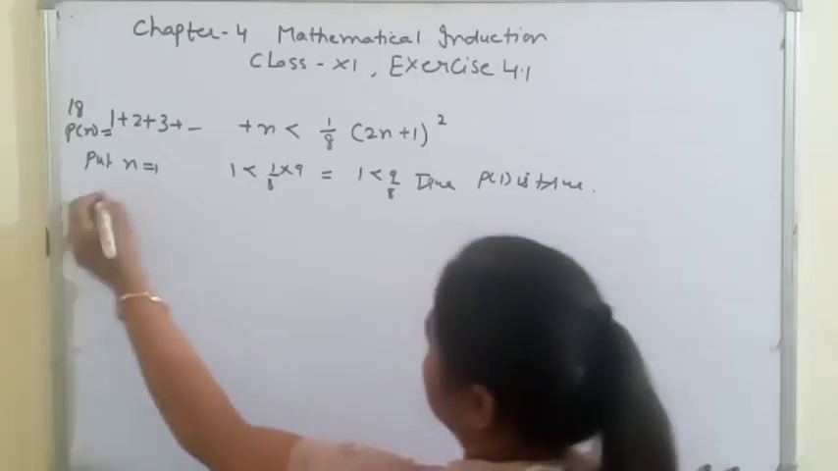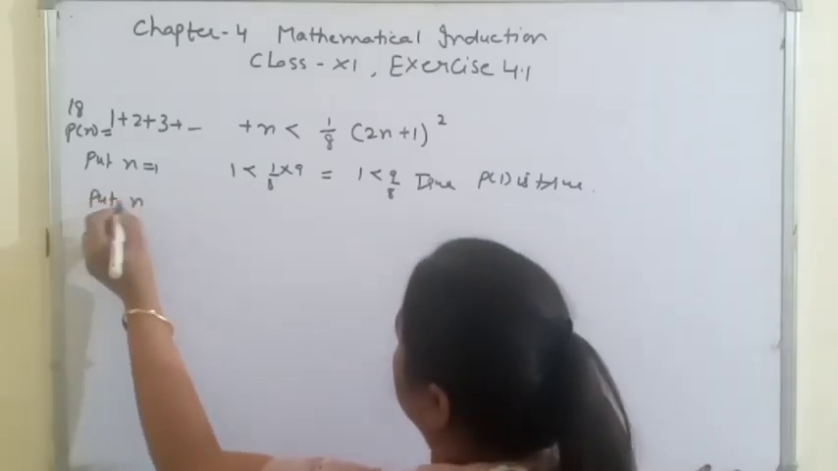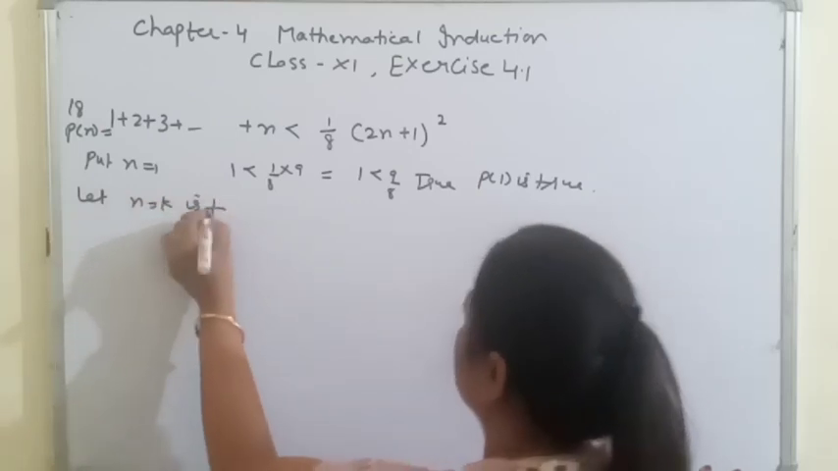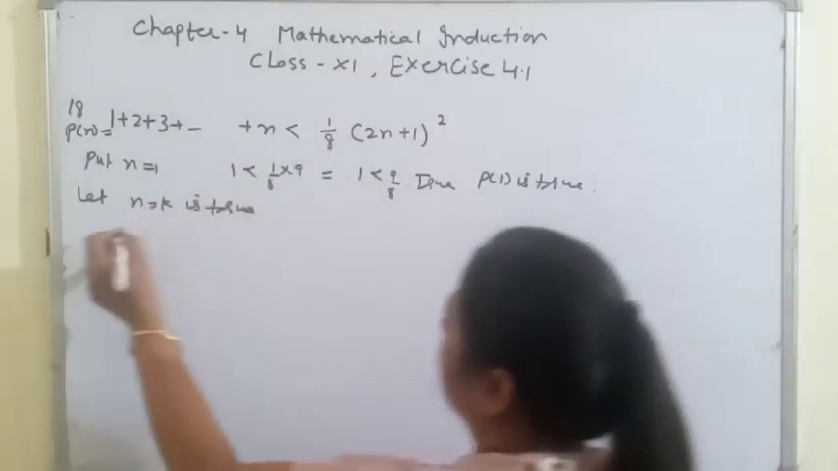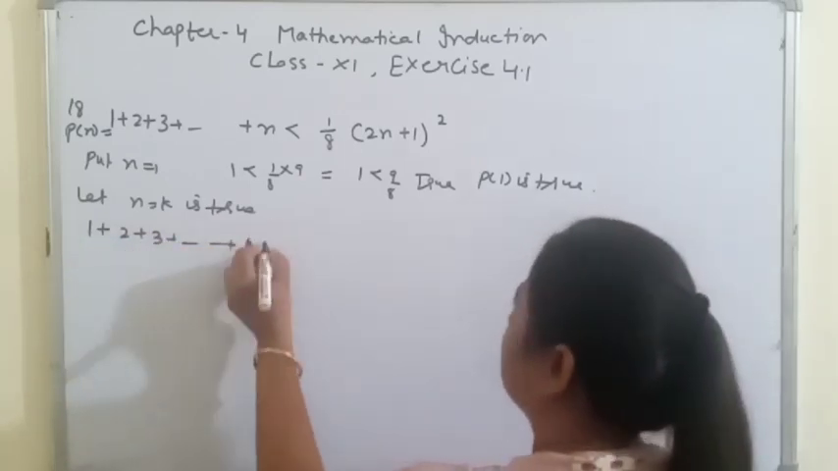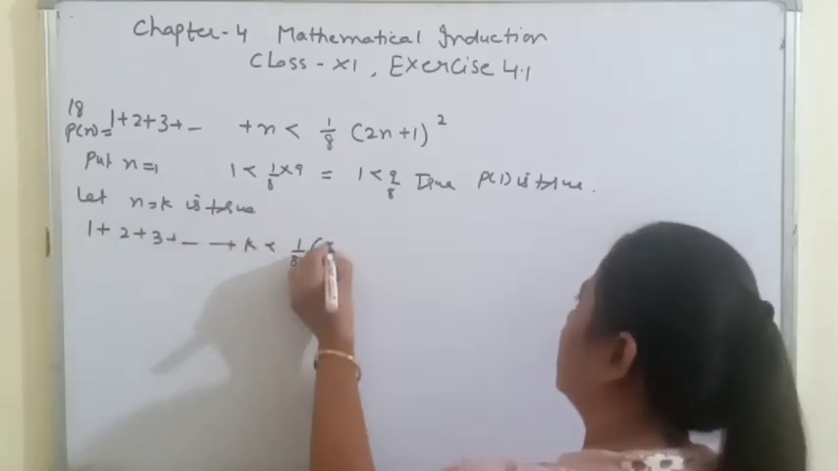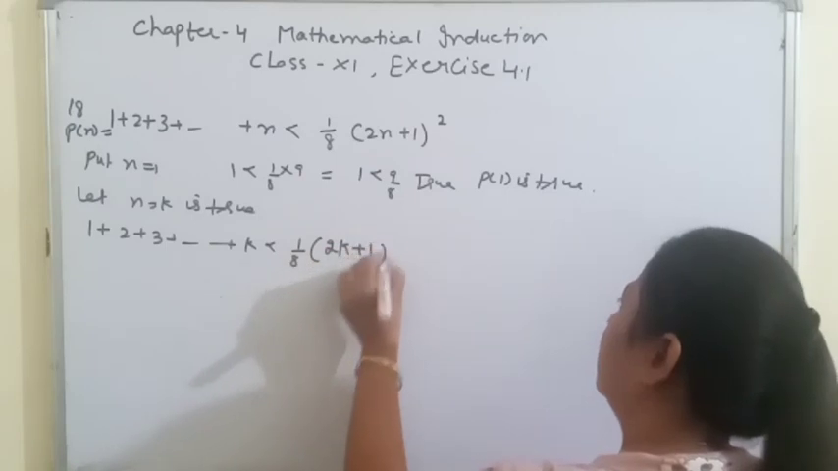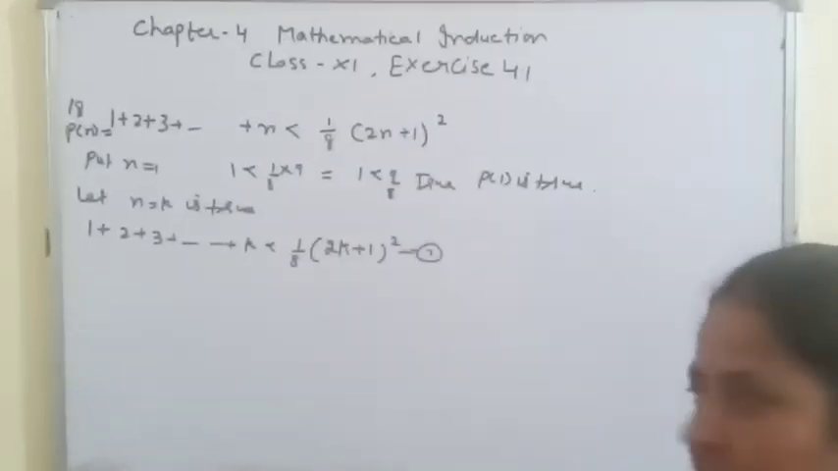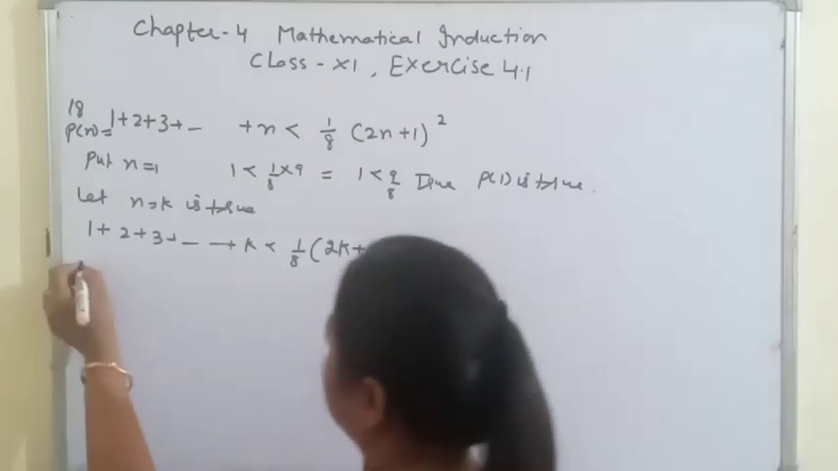Second step, let n equal to k be true. So put k in the place of n. 1 plus 2 plus 3 and so on up to k is less than 1 by 8 times (2k plus 1) whole square. This is the first equation. Now we will prove it for k plus 1.